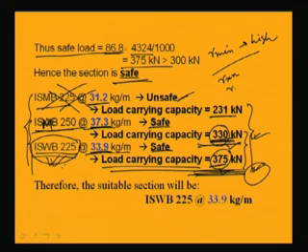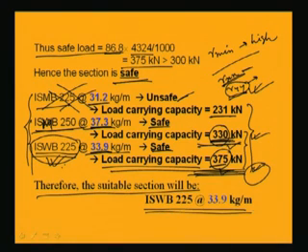RXX, RYY is given. Now, suppose RXX is high and RYY is very less, this member will not be suitable. But if we see RXX is high and RYY is also near to RXX, then this member will be suitable for compressive load, not for moment. For moment we have to check again, right. So, in this way we can find a suitable section, and in this case the most suitable section will be ISWB 225 at 33.9 kg per meter.